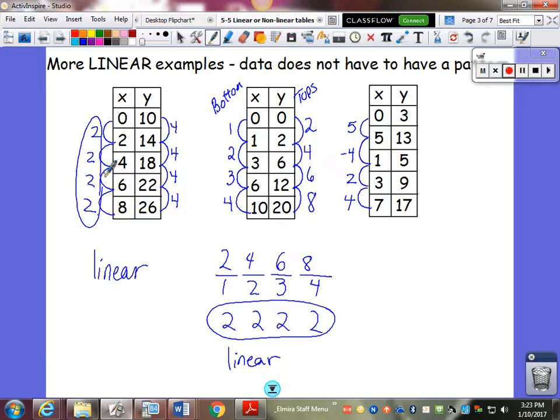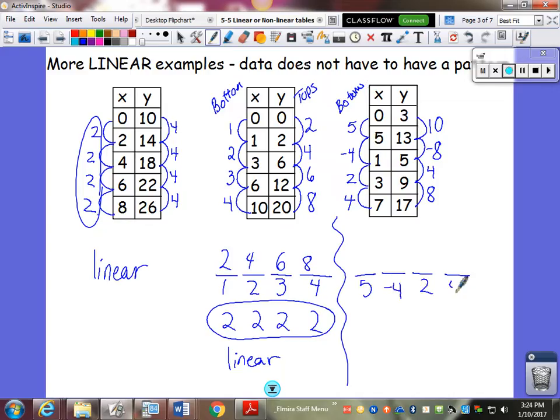Okay, this side, 3 to 13 is 10. 13 to 8 is negative 5. Okay, so I've got the jumps for each row. So again, I will make 1, 2, 3, 4 division problems. How do I know 4? Because I've got 4 little rainbows. Remember that the x's are my bottoms. So 5, negative 4, 2, and 4. My change in y are my tops. 10, negative 8, 4, and 8.